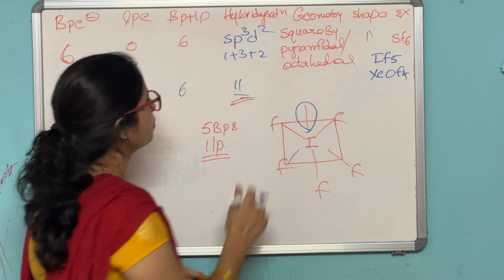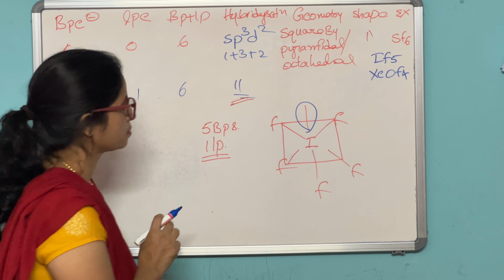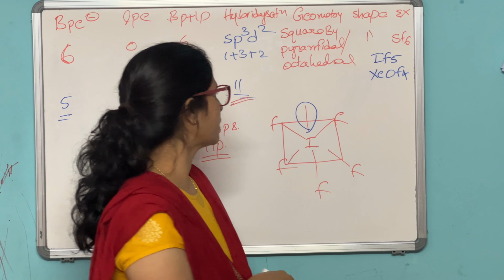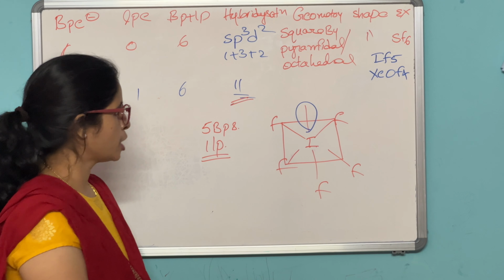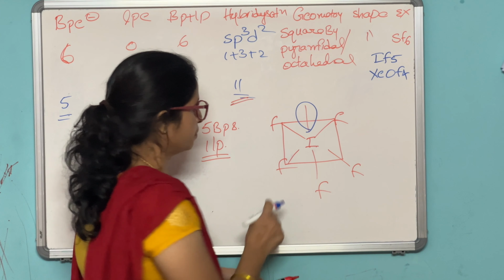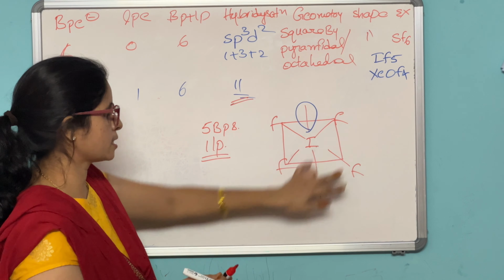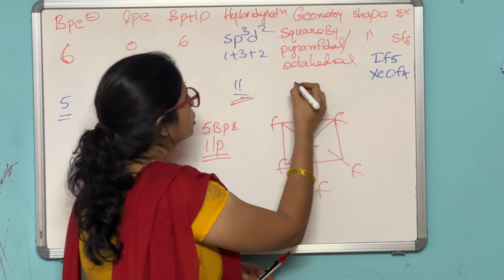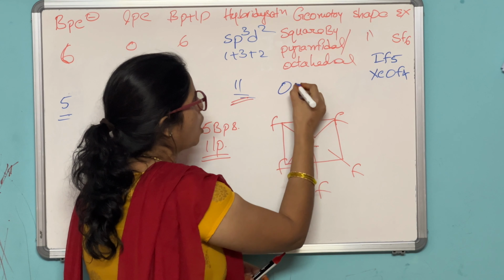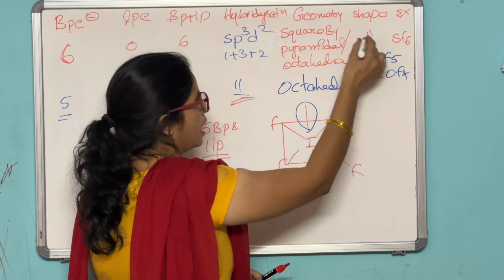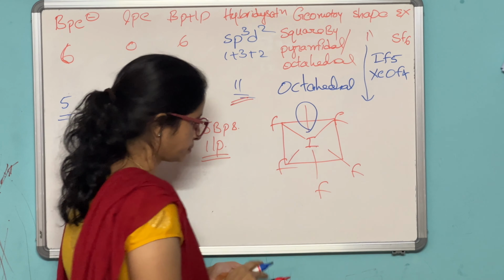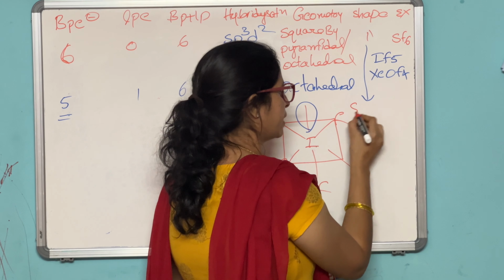Now square bipyramidal. Geometry is square bipyramidal geometry or octahedral geometry. And the shape is square pyramidal. You exclude this one, it is a square pyramidal. So geometry is octahedral, simply I am writing here. And the shape is square pyramidal.